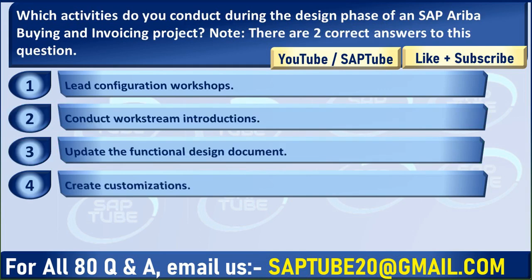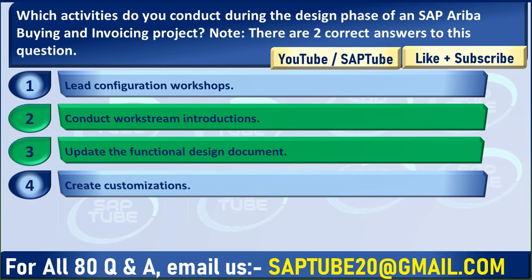Next question is: which activities do you conduct during the design phase of an SAP Ariba buying and invoicing project? Note, there are 2 correct answers to this question. Options are lead configuration workshops, conduct workstream introductions, update the functional design document, create customizations. Correct answers are conduct workstream introductions, update the functional design document.